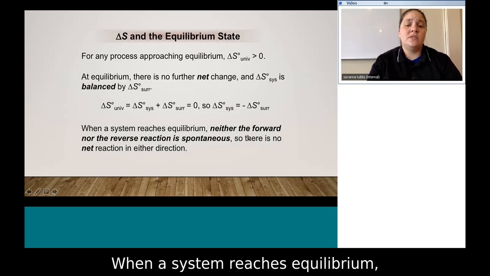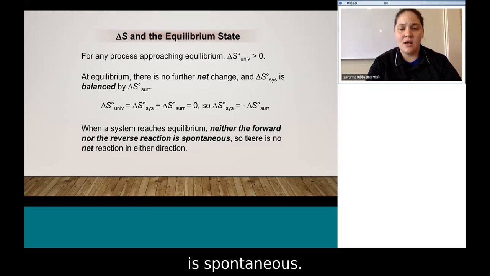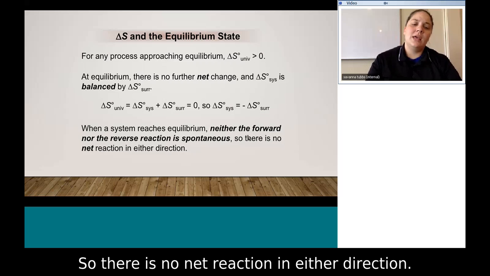When a system reaches equilibrium, neither the forward nor the reverse reaction is spontaneous. So there's no net reaction in either direction.